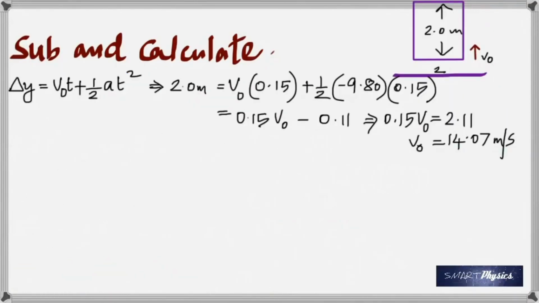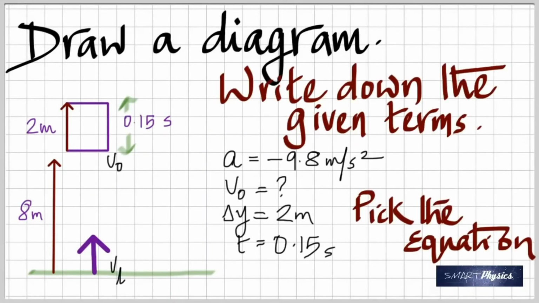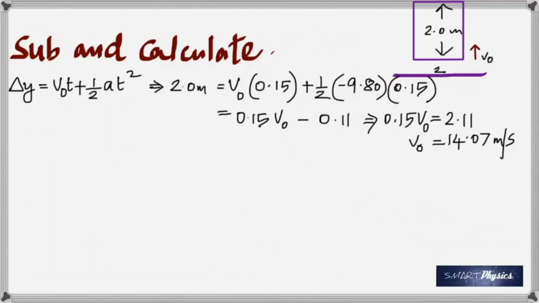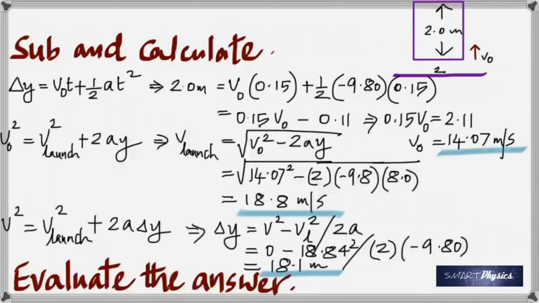Let's go back over it again fast. Number 1, read the problem carefully. Number 2, draw a diagram. 3, write down the given terms. 4, pick the equation. 5, substitute and calculate. And then 6, evaluate the answer.